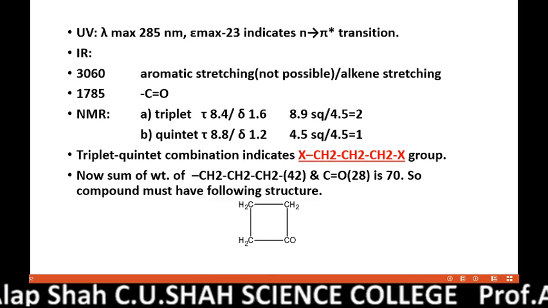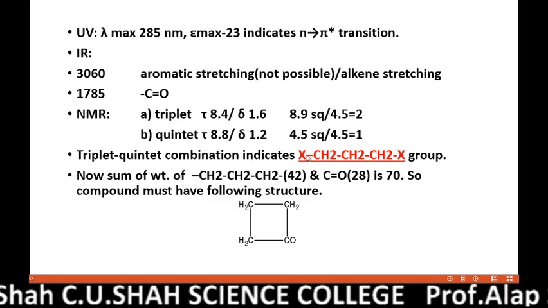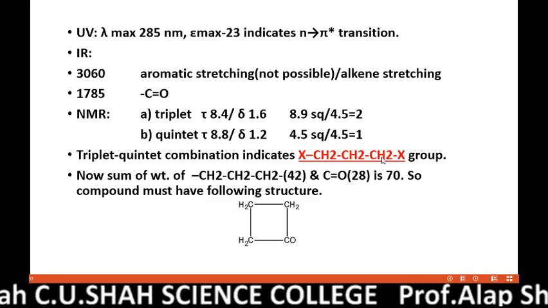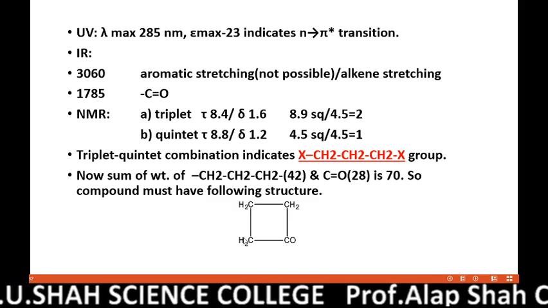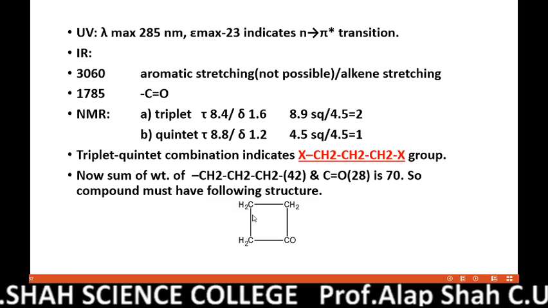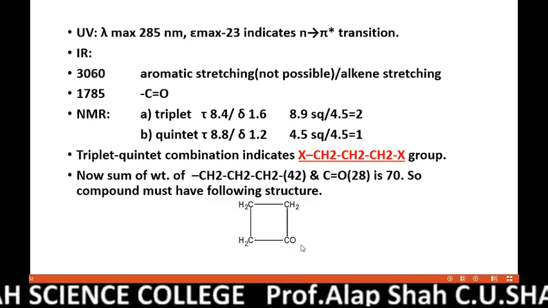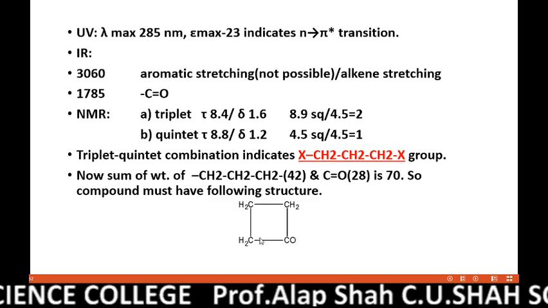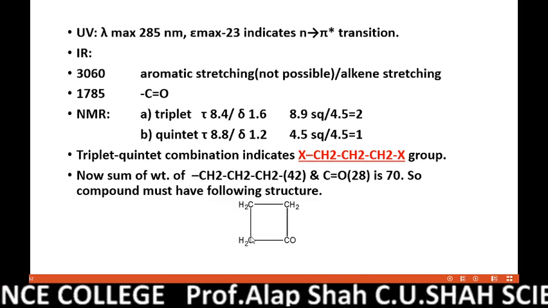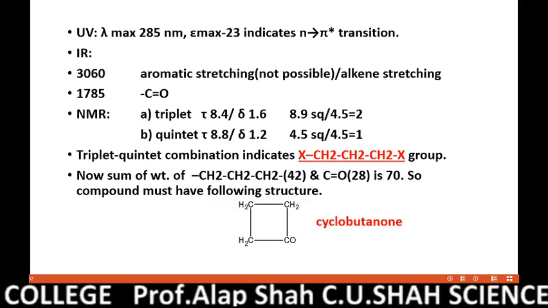Now you can see that CH2 CH2 CH2 is this, and instead of two separate groups, both terminal carbons are attached to the CO group. That's why they are identical. 4H triplet and 2H quintet. And this is a carbonyl group. And the name is, this is a cyclobutane parent ring and ketonic group. So the name of this compound is cyclobutanone.